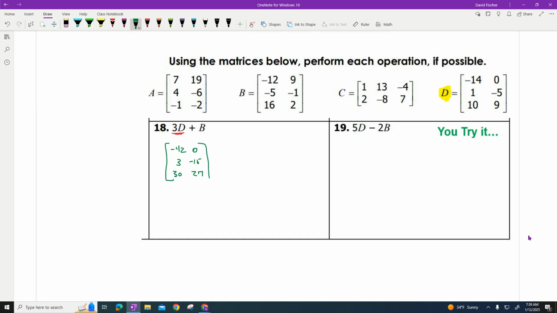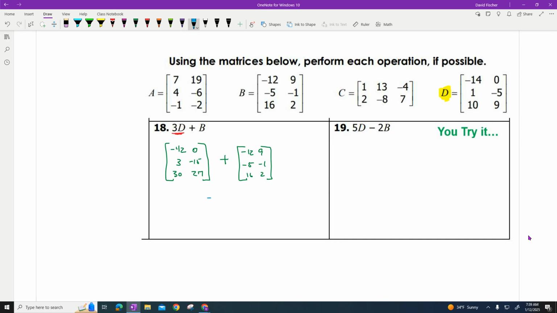So I multiplied everything there by 3. So I did that first. Kind of like order of operation. I got to do multiplication before I do addition. So now I'm going to add to it letter B up there. So I'm going to put a plus sign here. And now I'm going to just transfer B down here. Minus 12, 9, minus 5, minus 1, 16, and 2. And now, just like up above, we're going to put these two guys together. And that's going to be our final answer.